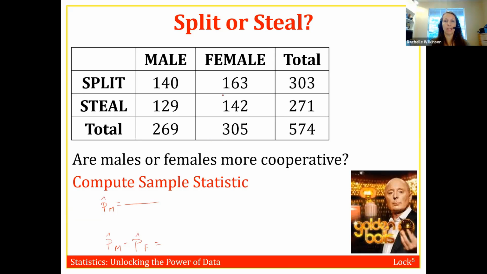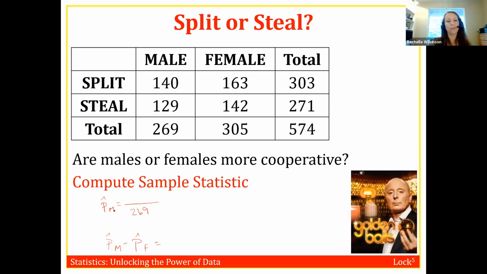This time they gave me the data in this two-way table. So it kind of brings back memories from chapter 2 when we first learned about two-way tables. So another way to think about this, remember this is the proportion of males in our sample who would split. So we're going to use the total number of males in our denominator, which is that 269.